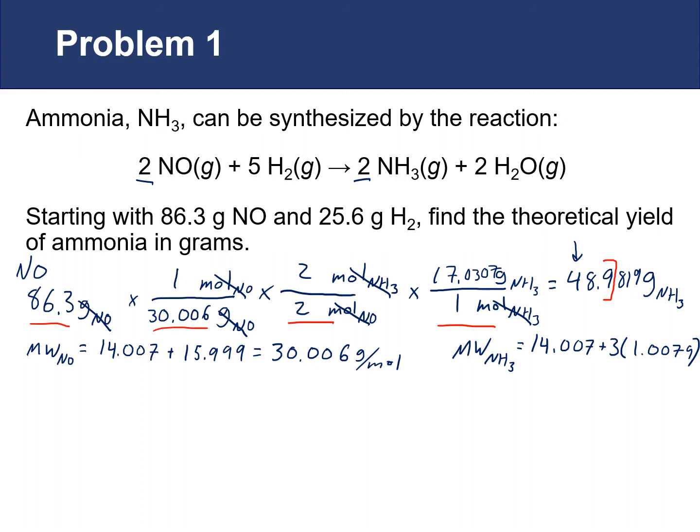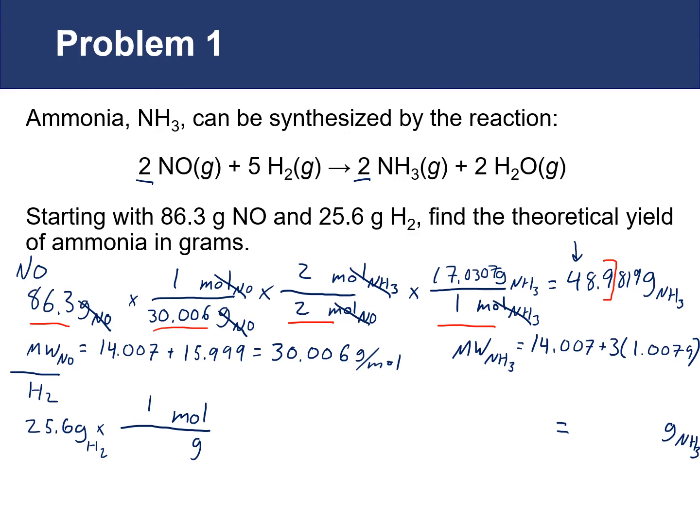Okay, so this is the maximum amount of ammonia that we could possibly get from the amount of nitrogen monoxide that we're starting with. Now let's calculate the amount of ammonia that we could get from the hydrogen that we're starting with. So for the hydrogen, we're starting with 25.6 grams of hydrogen. Again, we want to find the grams of ammonia. We will again multiply by our molecular weight using the grams on bottom, moles on top.